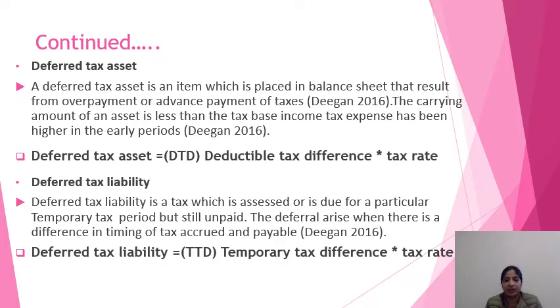Deferred tax asset. A deferred tax asset is an item which is placed in the balance sheet that results from overpayment or advance payment of taxes. The carrying amount of an asset is less than the tax base. Income tax expense has been higher in the earlier periods. When deductible temporary difference is multiplied by tax rate, it results in a deferred tax asset.